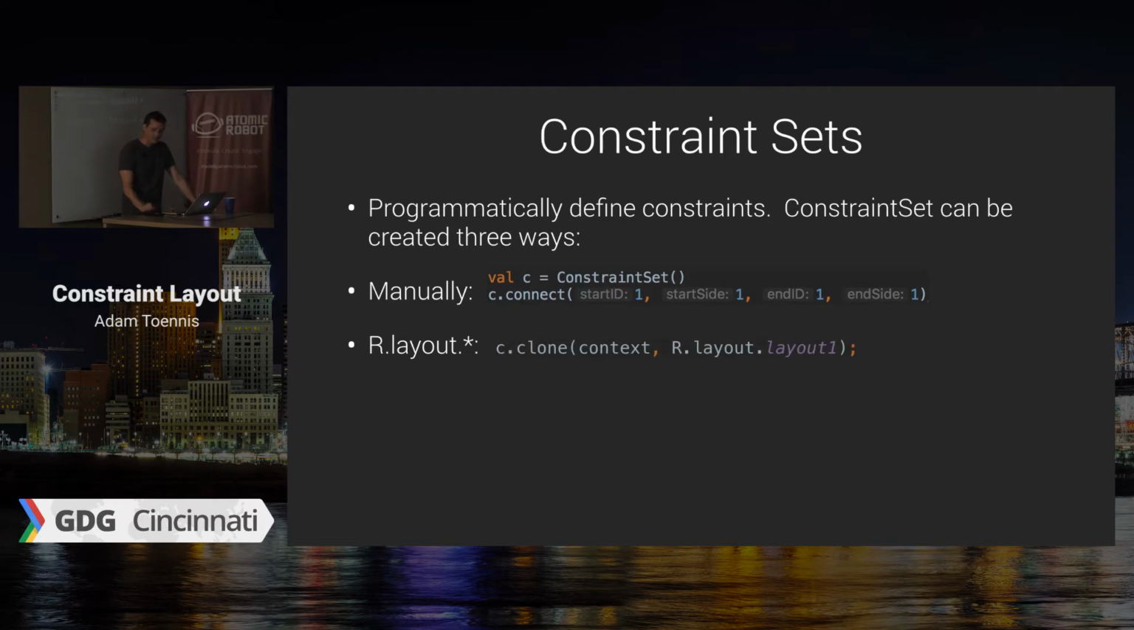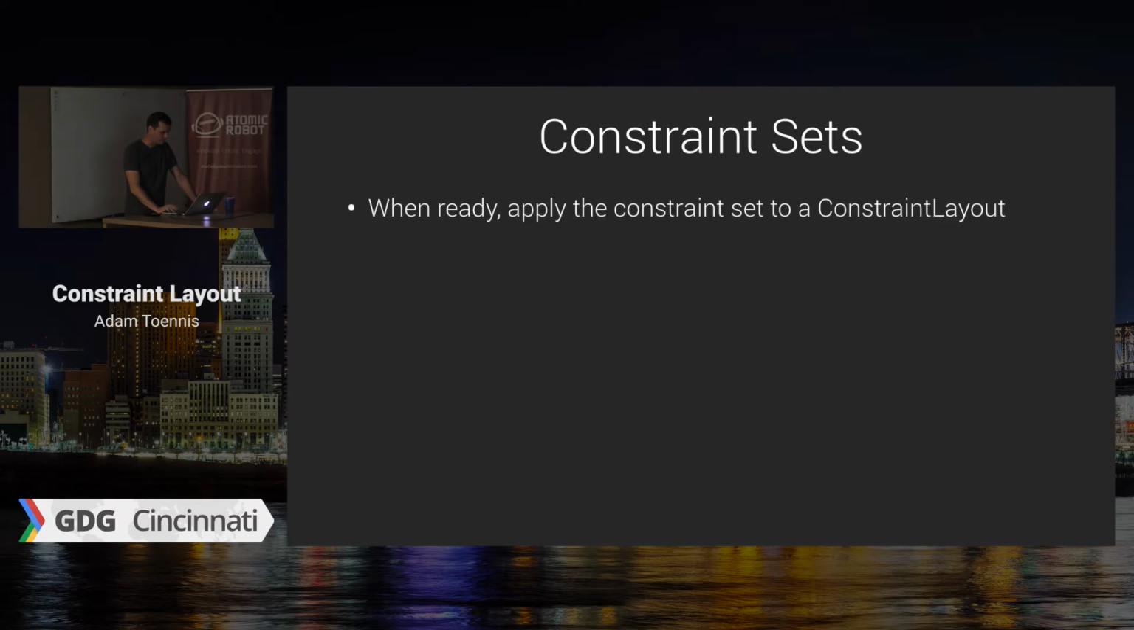You can use a layout. I have an example of this later on, and so you would just call clone, and then you pass in the context and then the layout, and it'll take that whole layout file and then read it in and apply the constraints into this constraint set object. And then you can also do a very similar thing with the constraint layout. So if you already have a constraint layout inflated, you can just take that instance and then call clone and it puts it in there. There's another version of this. I use it in my sample app. We'll come back to it and I'll bring it up. I forget what it's called right now. Oh yeah, I'll bring that up later.